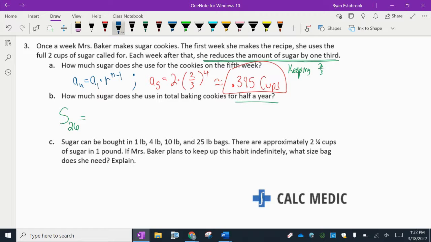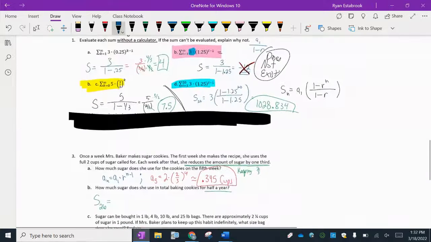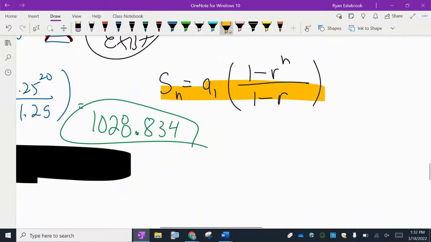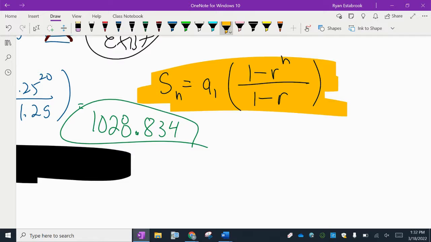This is a sum. Again, we're adding all these up. So the sum of these 26 weeks is equal to, let me scroll back up here. Here is the formula. This is the sum for a finite geometric series. It's not infinite this time. We're doing 26 weeks, not an infinite number of weeks. What is a sub 1 in the context of our problem?